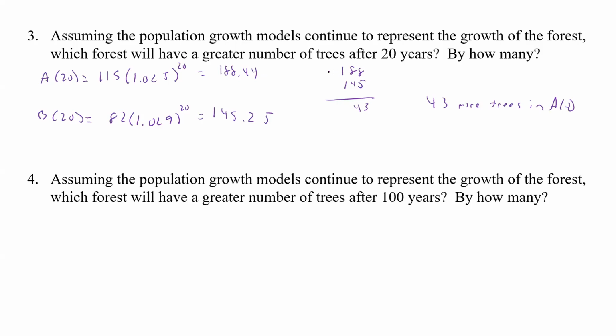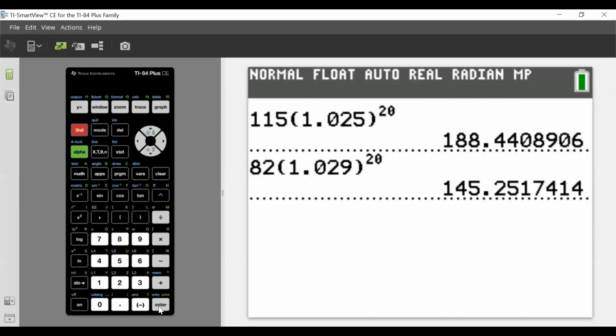So we round it to the nearest whole number, round that to the nearest whole number, and we have a difference of 43. Now with the 100, the only difference we do is we say, well, it's A of 100 instead of A of 20, and we plug in 100 here, and then B of 100 is 82 times 1.029 to the power 100. All right, and so we plug in those values.